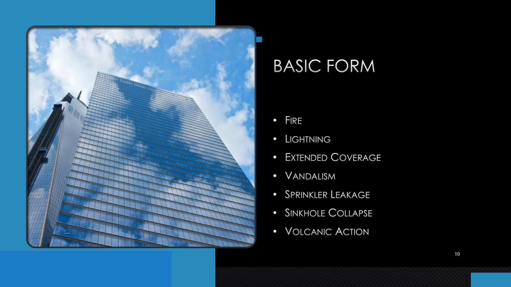Another thing is commercial property basic form covers vandalism. Again, a DP1 or standard fire policy, including an HO1, you have to add it on, pay additional charge and add it to the list of perils. But in commercial property basic form, it's part of it. Sprinkler leakage is automatically covered, sinkhole collapse, and volcanic action.